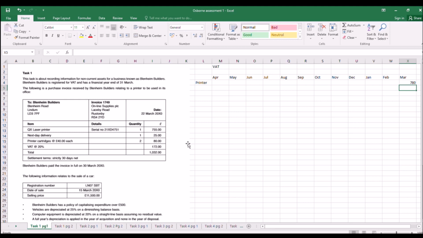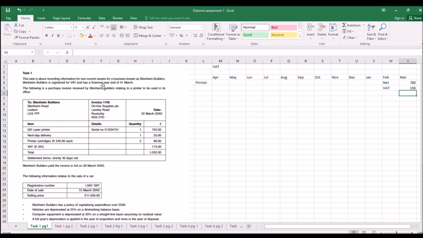We've got VAT over here. So we're going to go net, and we're going to have the VAT in here. It's going to be 20%, times by 0.2, and total. We paid the invoice in full on the 30th of March. It doesn't say how we paid it.